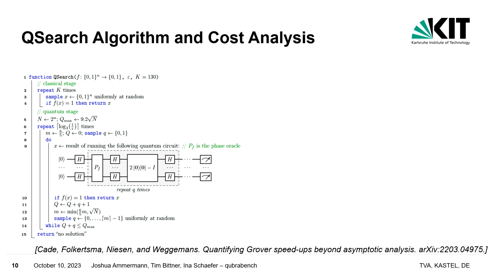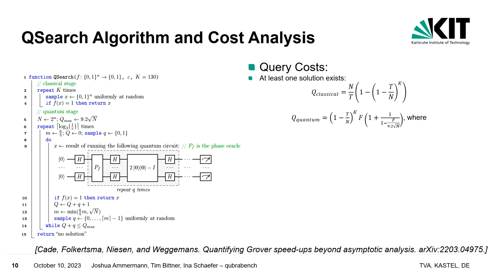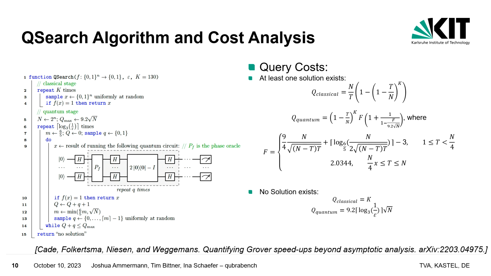Why should you care? Actually, you shouldn't, but you want to know how fast it is and how much time it takes. And for that, you need to analyze the query cost, like how often is this quantum subroutine executed for your given problem instance. And as it turns out, if at least one solution exists, it's something like this, and also like this. Do you want to do this yourself? No, you don't. It's really hard to come up with these formulas and costs. And furthermore, there's another case where no solution exists, which also adds a classical offset.